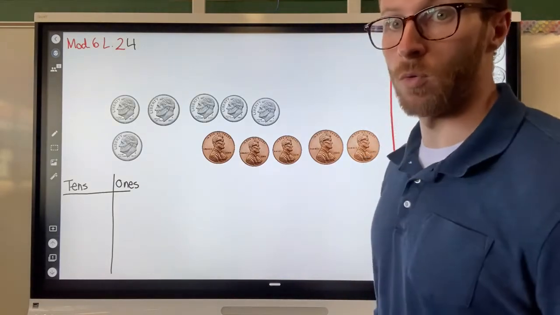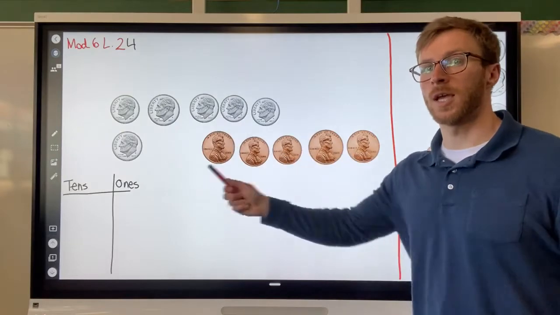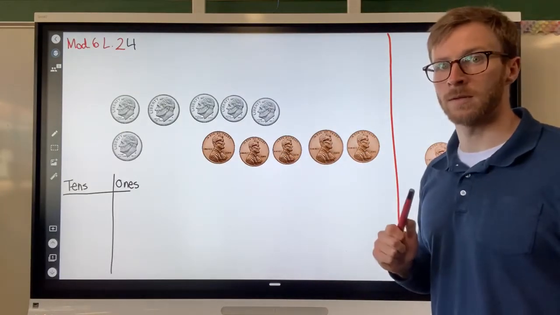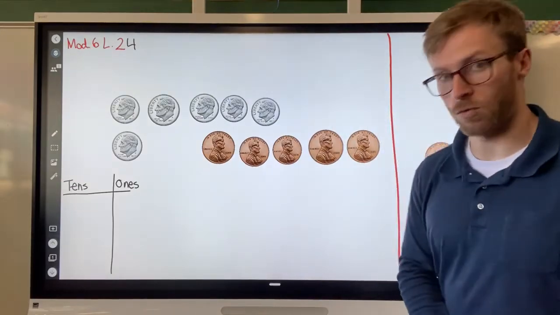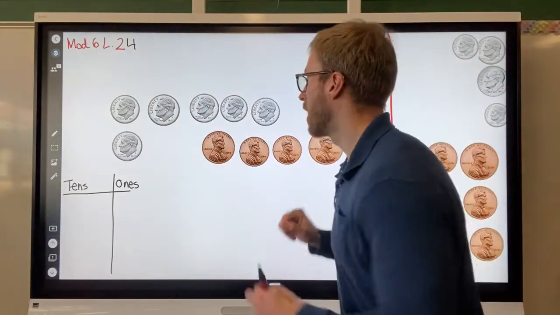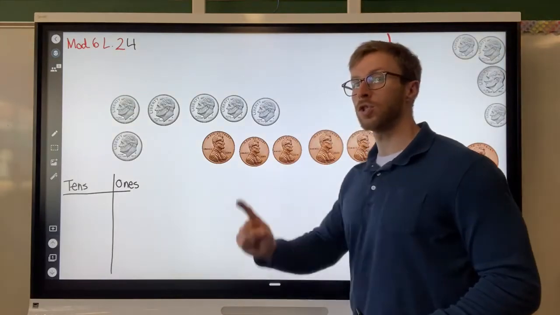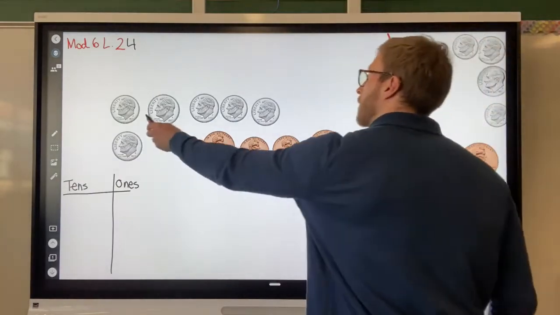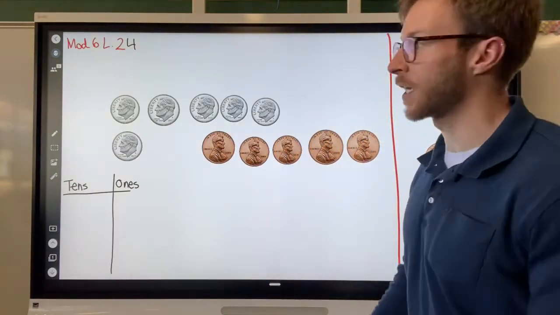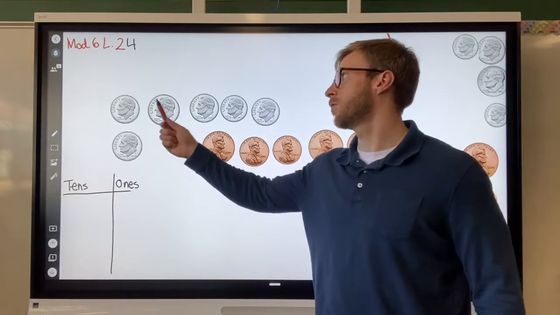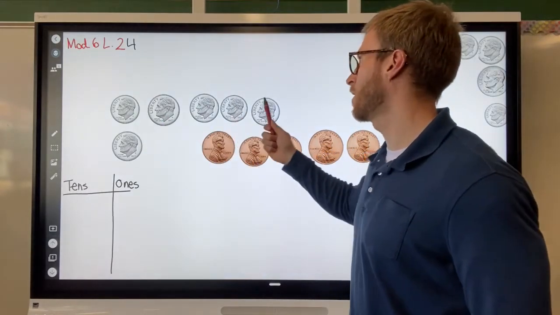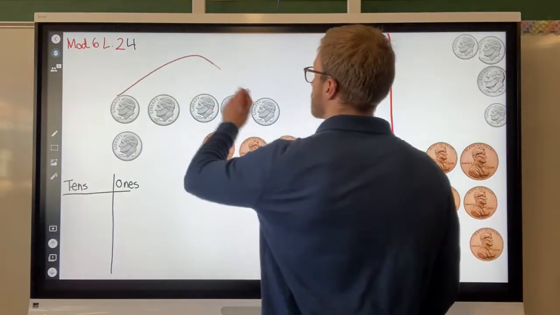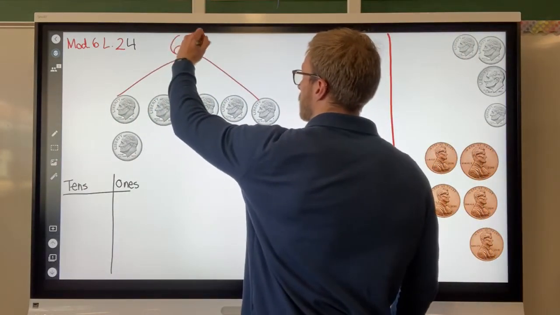All right, so we have our dimes and we have our pennies. How much is a dime worth again? 10 cents. How much is a penny worth again? 1 cent. All right, so we're going to count by tens when we count our dimes. Ready to count with me? Here we go. 10, 20, 30, 40, 50, 60. Okay, so we have 60 cents when we're talking about our dimes.